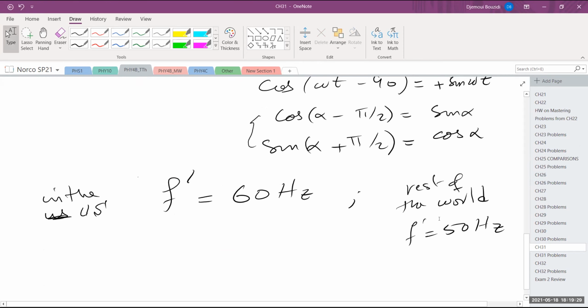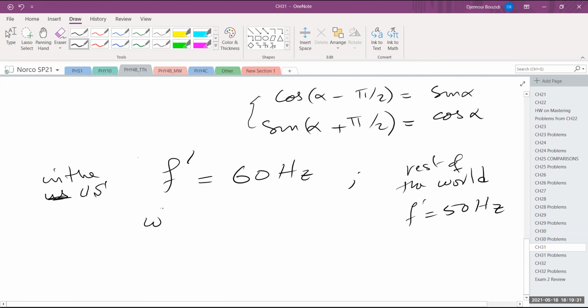In other words, omega prime in the US is 2 pi f prime, which is 120 times pi radians per second. We know these values. 120 pi is 3 point something times 100, so it's about 400 radians per second. So these numbers are known. In the rest of the world, it's going to be 100 pi or 328 radians per second. So that is some of the numbers that we know up front.